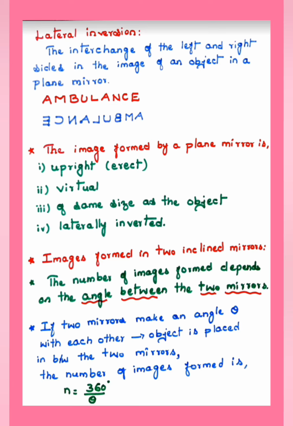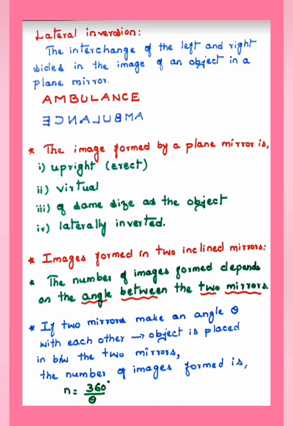Next, we shall move to an important concept. Based on this concept, there is a question in the model question paper of the GPSTR exam 2022. Images formed in 2 inclined mirrors. The number of images formed depends on the angle between the 2 mirrors. If 2 mirrors make an angle theta with each other and the object is placed between the 2 mirrors, then the number of images formed is 360 degrees divided by theta. N is equal to the number of images formed, N is equal to 360 degrees divided by theta.